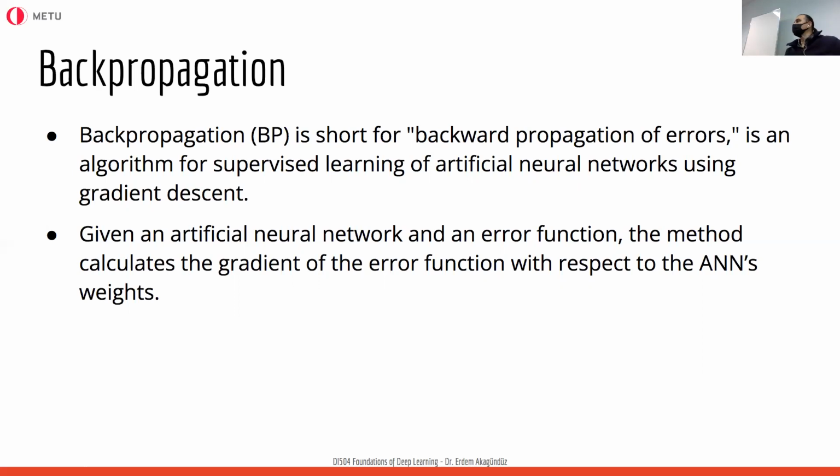Backpropagation is short for backward propagation of errors. Which errors? Actually, it is the loss itself. The partial derivative of the loss with respect to the weights. We'll see. It's an algorithm for supervised learning of artificial neural networks using gradient descent, just like I said.